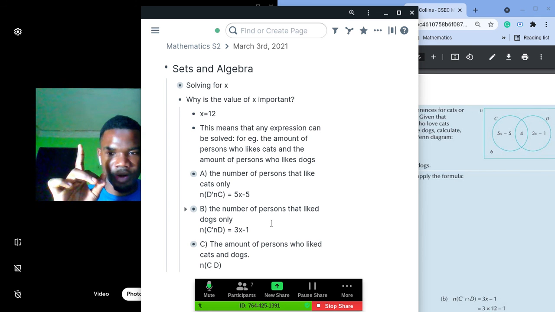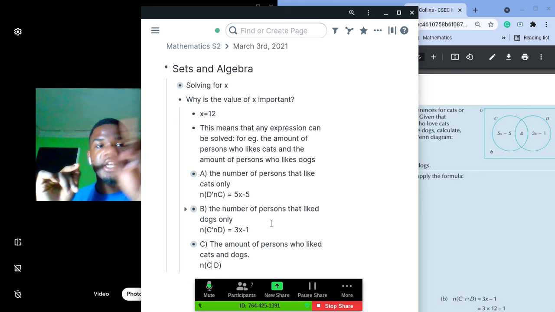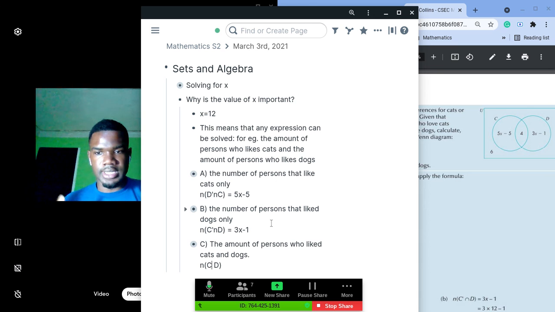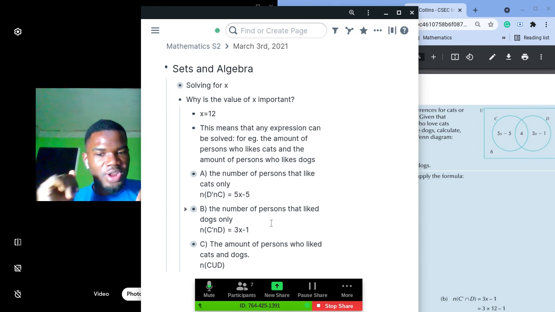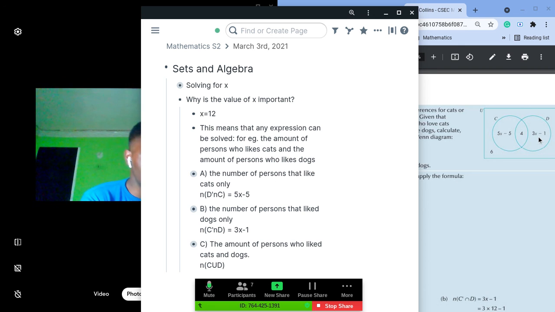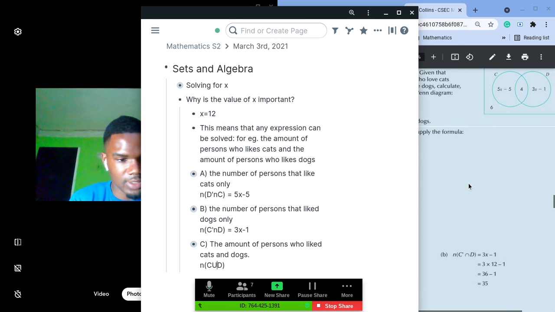Intersection. Wait, no. Intersection means what is shared between two sets, but I want to know all the members that are in both two sets. So give me everything that is in that two sets. Wouldn't it be the union of those two sets? I was just about to say it. Right. So the number of C union D, which is everything that is 5x minus 5 plus 4 plus 3x minus 1. That's how we would express it.